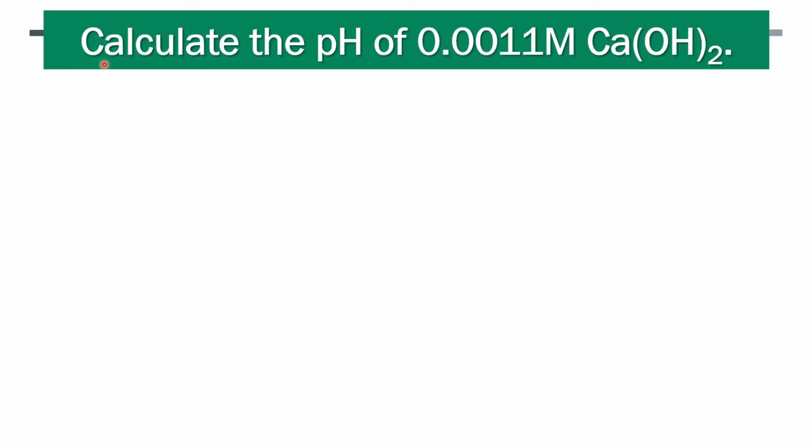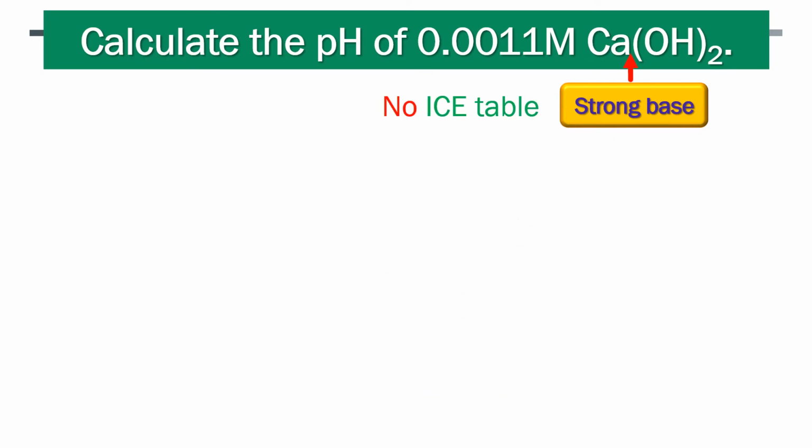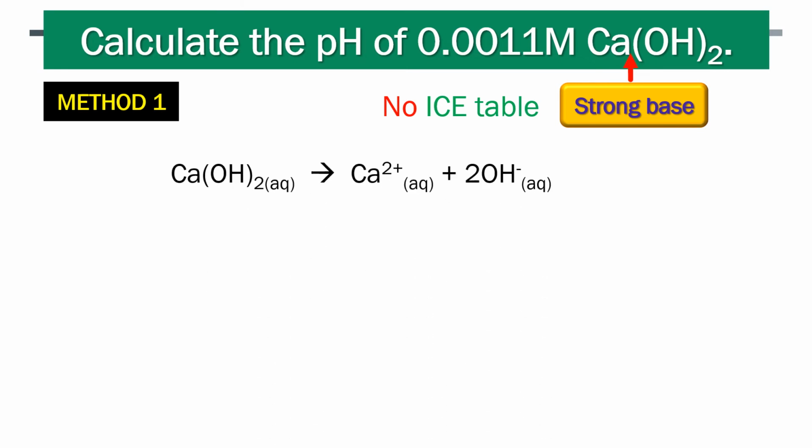Example 3. Calculate the pH of 0.0011 molar calcium hydroxide. So first of all, kita identify dulu calcium hydroxide ni apa. So according to what we have learned, calcium hydroxide is a strong base. So we don't have to write ICE table to answer this question. To answer this question, we have two methods. So we go to the first method. So first of all, kita akan mulakan dengan dissociation equation untuk calcium hydroxide. Pastikan ada phase dan equation ni mesti balance.